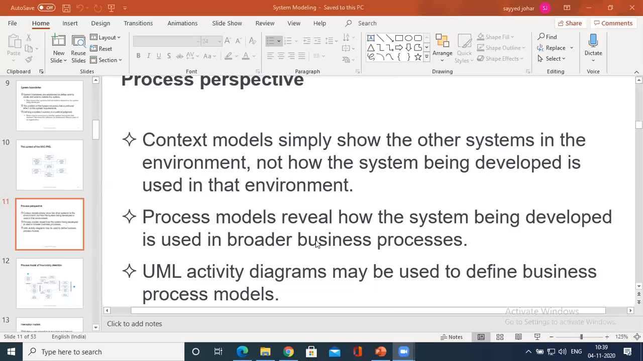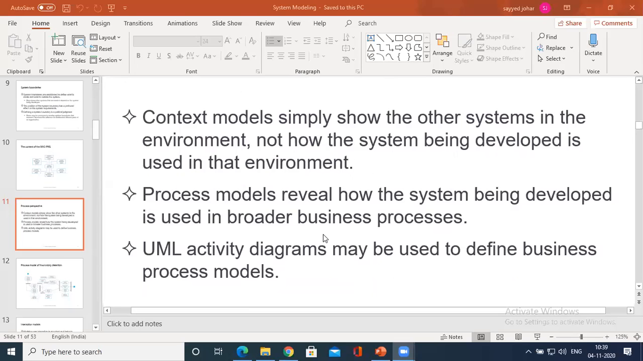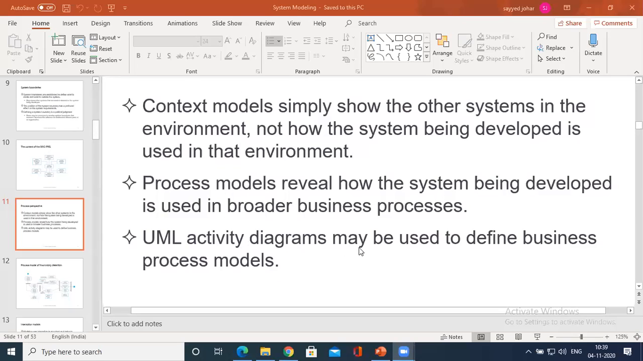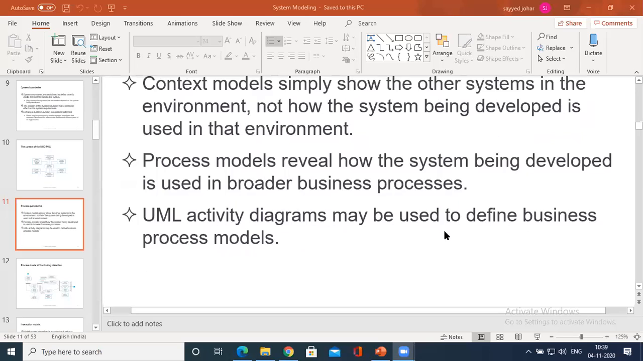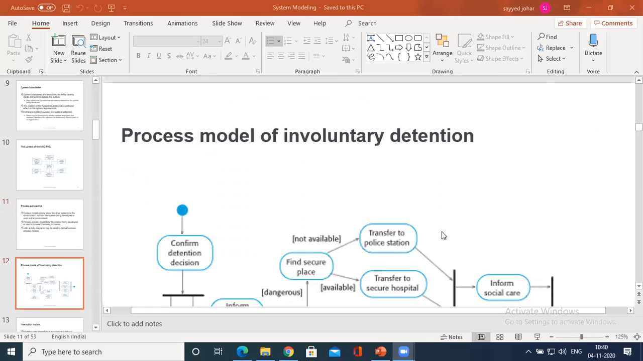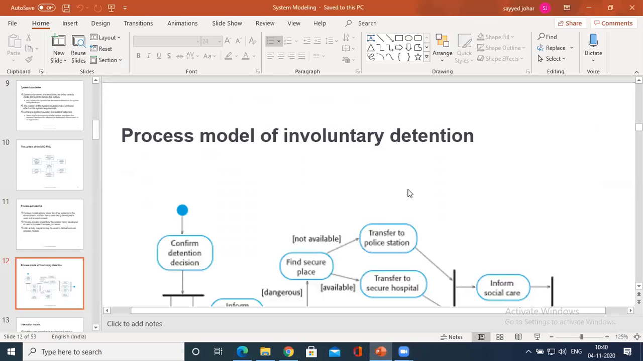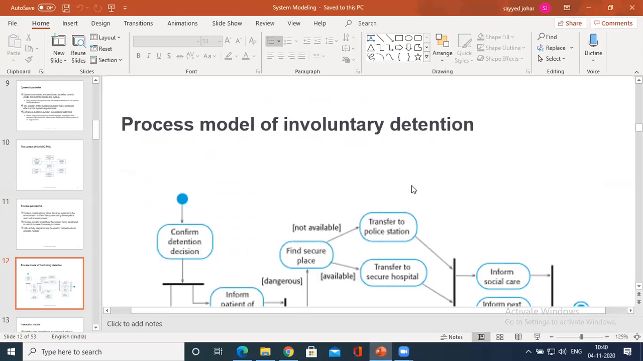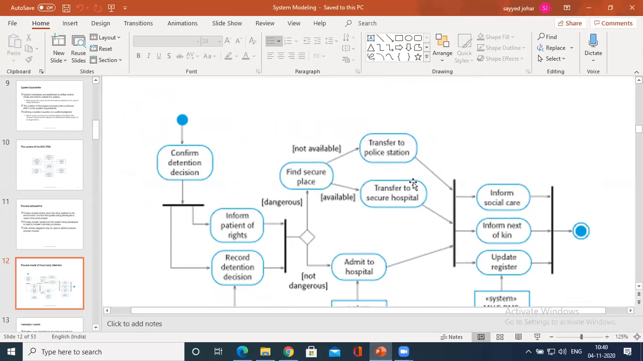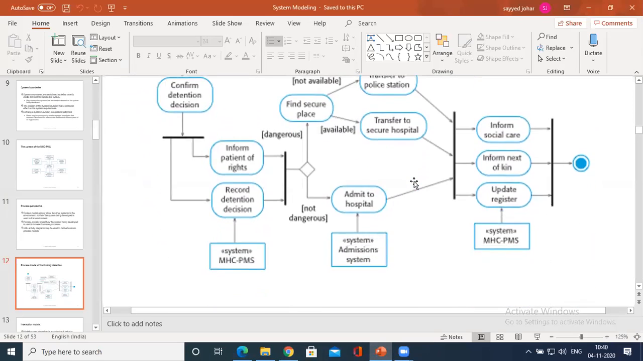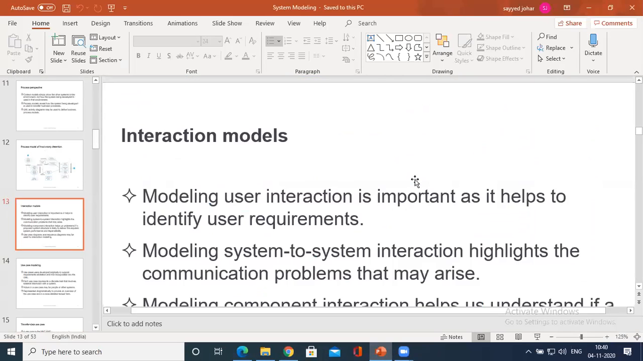Process models reveal how the system being developed is used in the broader business process. So UML activity diagrams may be used to define business process models. We have not come to the activity diagrams yet, so we have to go through the process models also. This represents a sort of activity diagram for the MSc PMS system only. This is called system modeling.